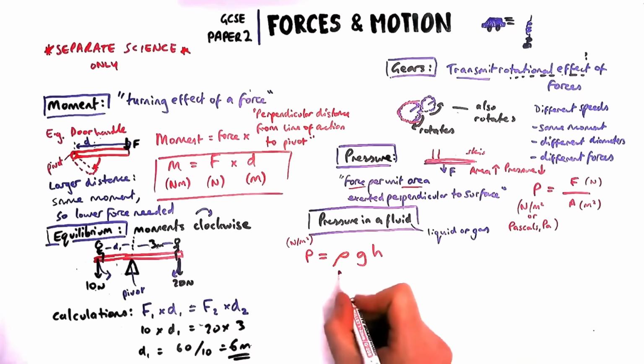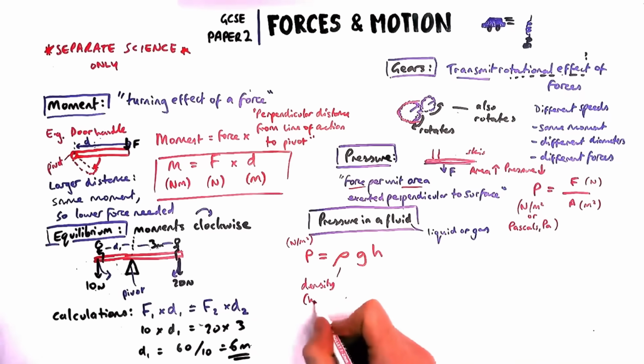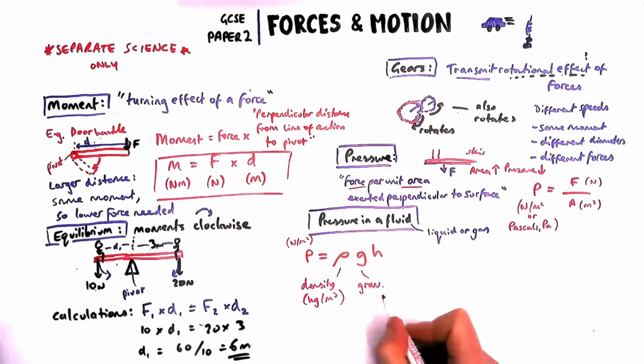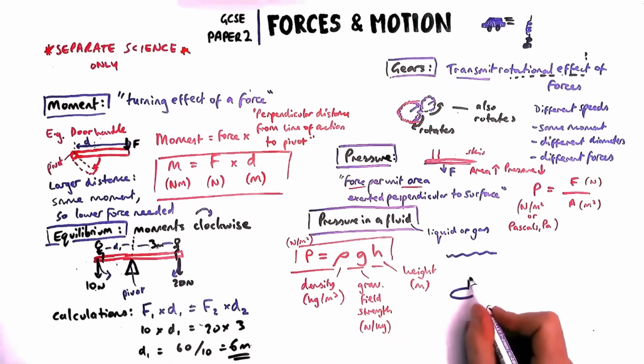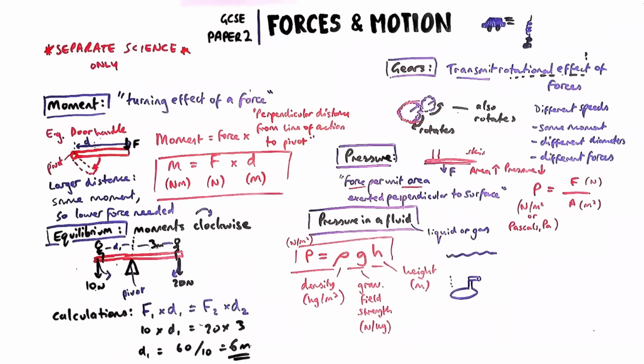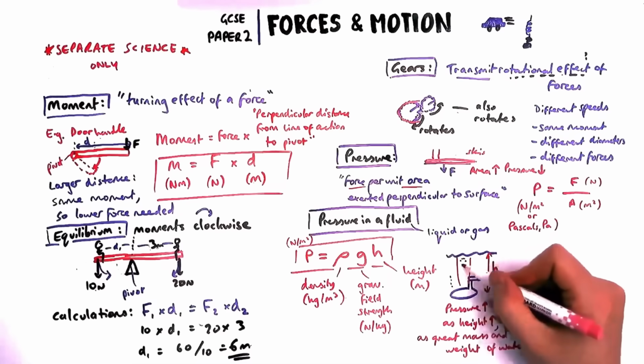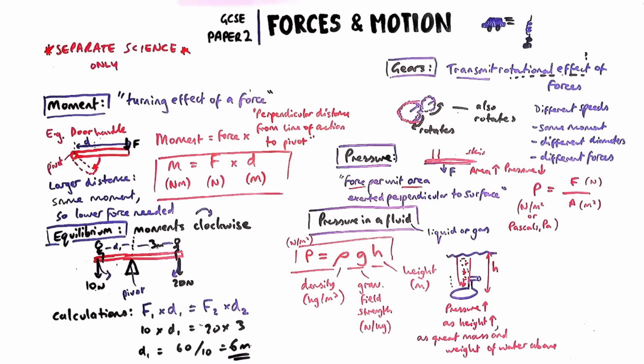Pressure in a fluid is equal to the density multiplied by gravitational field strength multiplied by the height it is below the surface. So let's take a submarine, for example, right beneath the surface of the ocean. It's h, height, beneath the surface. As it goes deeper and deeper, h increases. That means the pressure also increases. Now the reason for that is because there's a greater mass of water above it, meaning there's a greater weight of water above it as well. Now weight is a force, therefore there is a greater pressure.